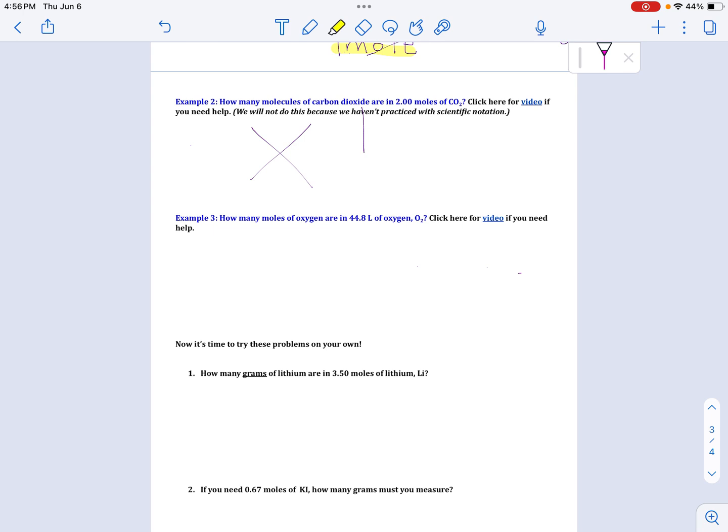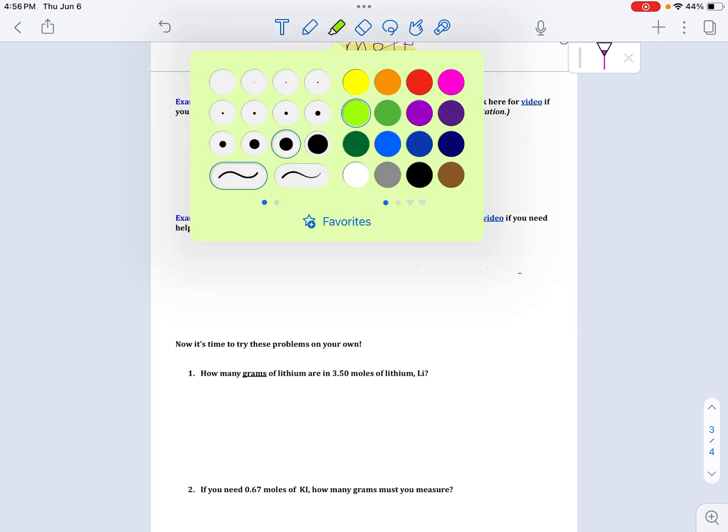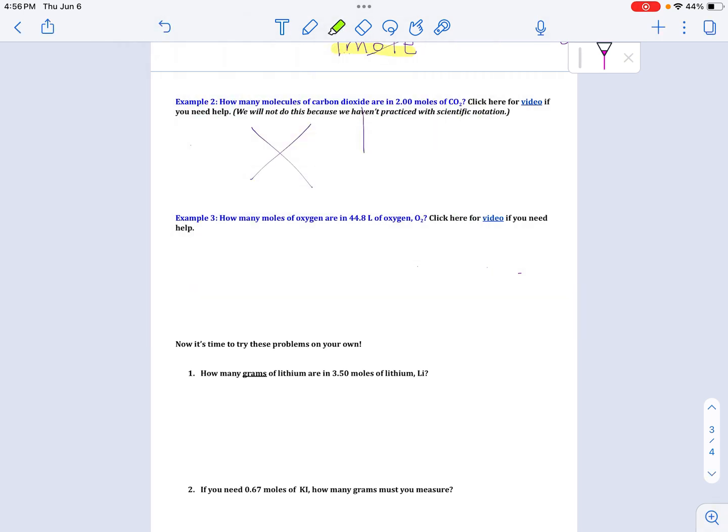I'm going to highlight the given in green and the wanted in pink again. So how many moles of oxygen are in 44.8 liters of oxygen? The given is the one we know already. We already know the number. So that's my 44.8 liters. And the wanted is what they want me to change it to. You're looking for that question word, how many? So I'm looking for moles. So I'm going to start with liters and move to moles.